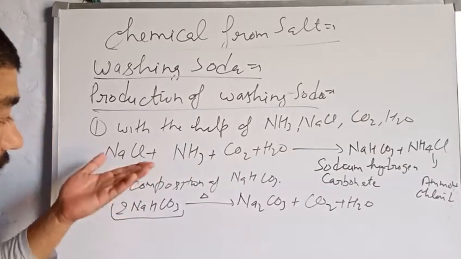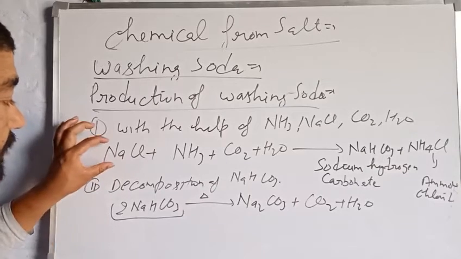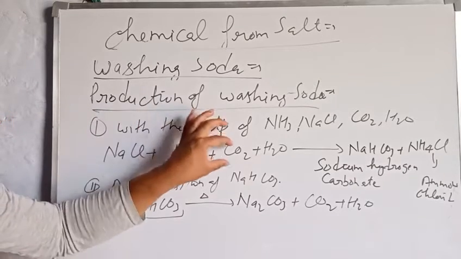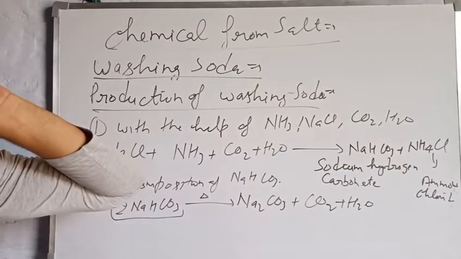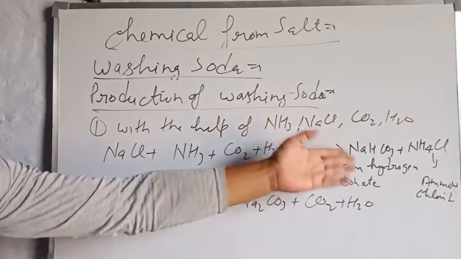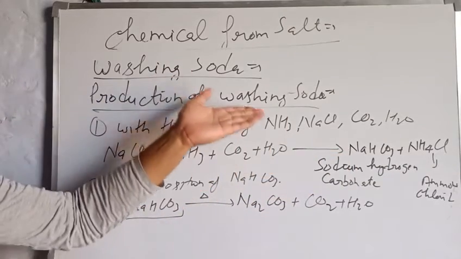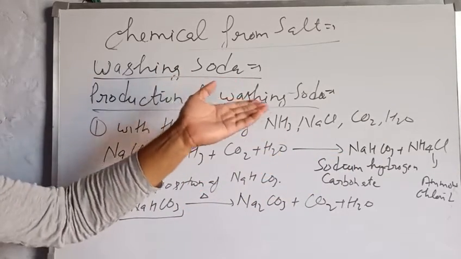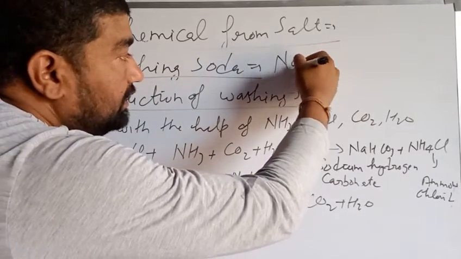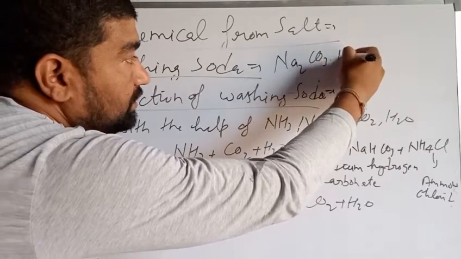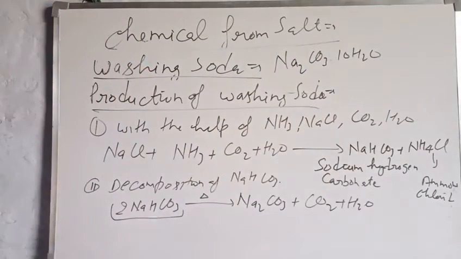Let's quickly go from the first point. With the help of NaCl, ammonia, CO2 and H2O, we get NaHCO3 plus ammonium chloride. Now we decompose that product because we need to obtain Na2CO3. We didn't write the formula yet: Na2CO3 into 10H2O, with 10 crystals of water. We must have written that in the previous point.